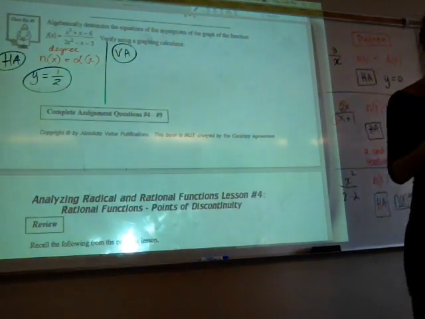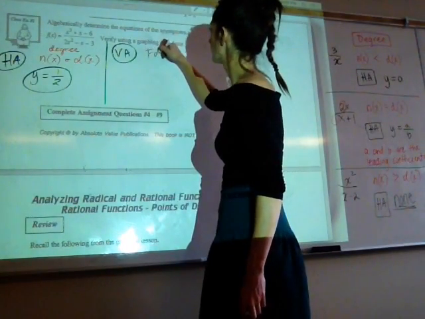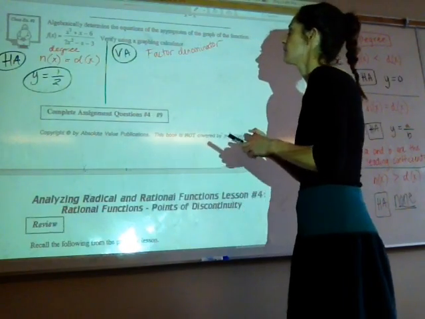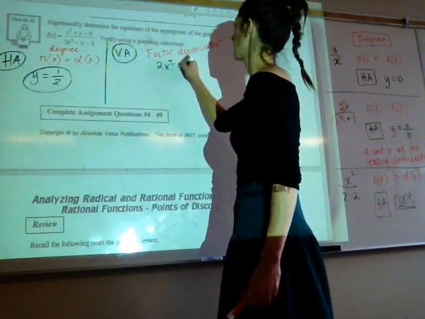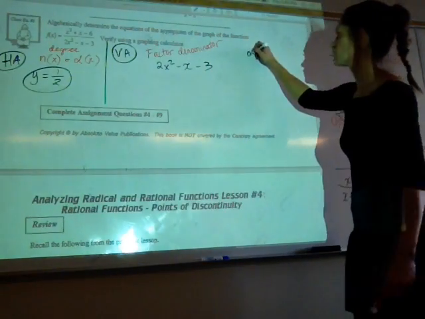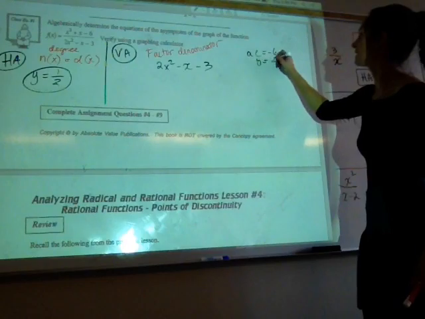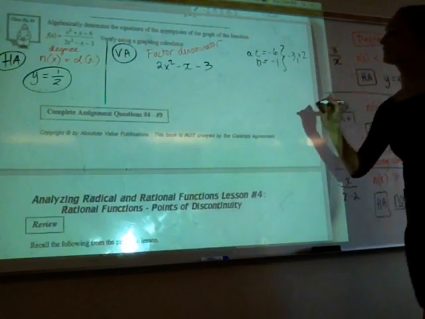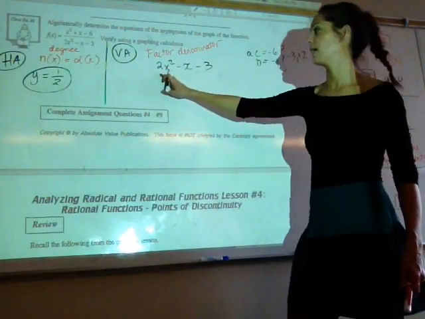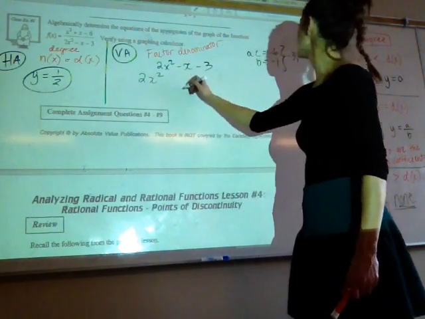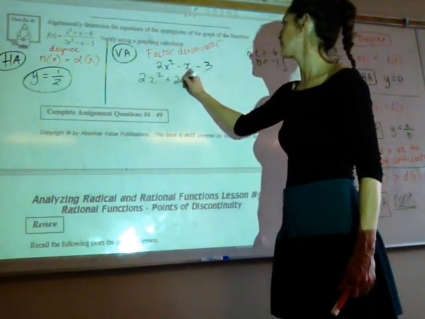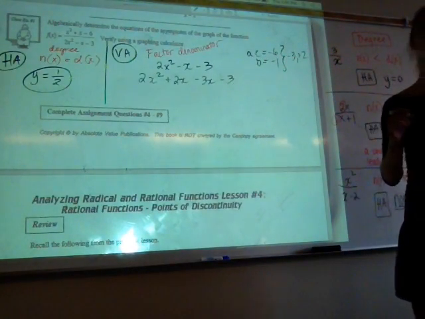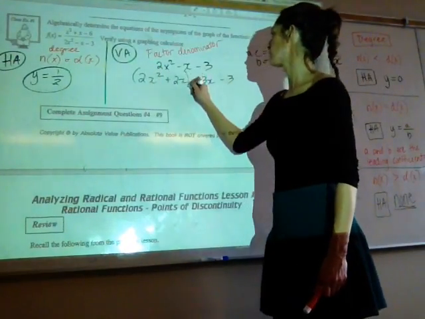For the vertical asymptote, we need to factor the denominator. Okay, so we start with 2x squared minus x minus 3. We need to figure out 2 numbers that multiply to negative 6 and add to negative 1. Those numbers are negative 3 and positive 2. So because we have a leading coefficient that's not 1, we have to factor by decomposition. So 2x squared plus 2x minus 3x minus 3. Factoring with 4 terms, we must factor by grouping.